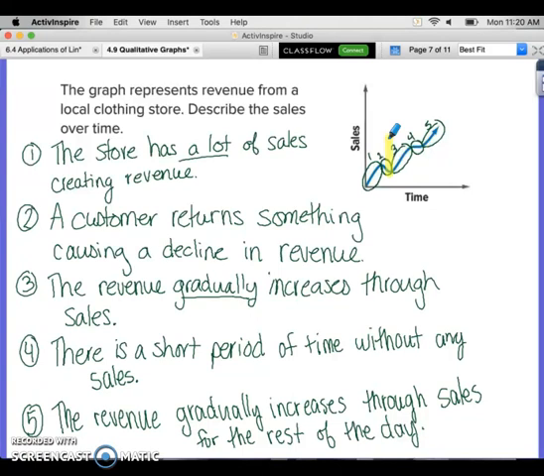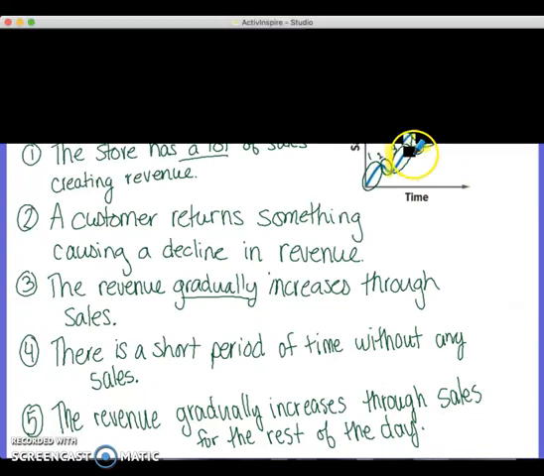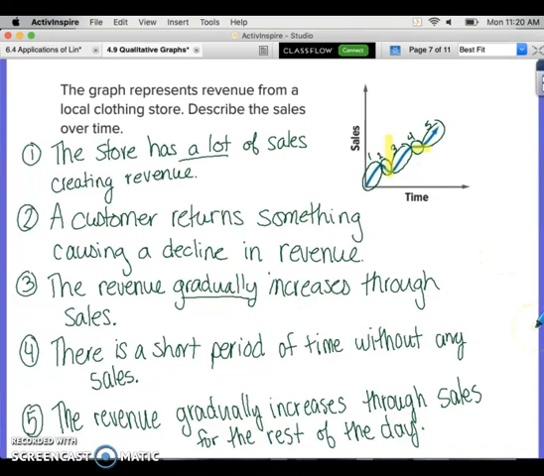A quick increase. And then here, this point right here, there is a short period of time, because do you see how short? It's not a very long line, right? So there's a short period of time without any sales because it's a horizontal line. There's no change in the sales. And then the last one, the revenue gradually increases through sales for the rest of the day. Okay?